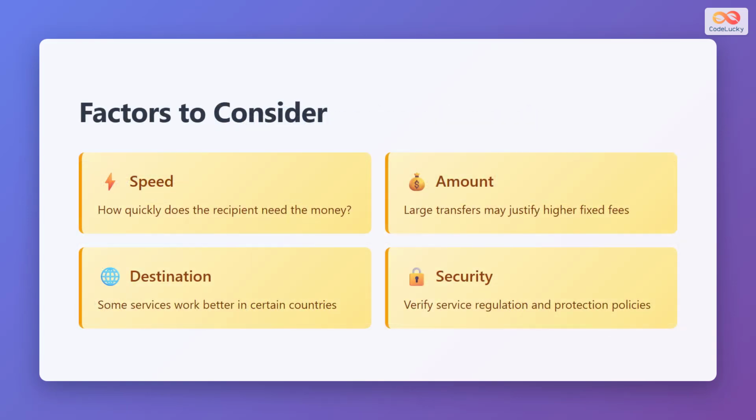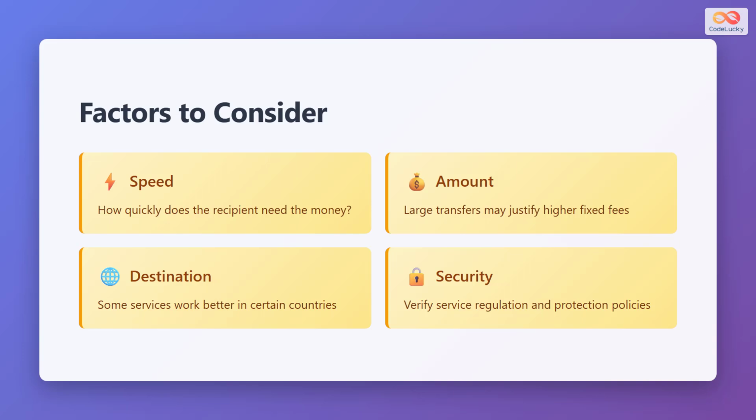Choosing the right transfer method requires evaluating several key factors beyond just cost. Speed is crucial if your recipient needs the money urgently. Some services offer instant or same-day transfers for premium fees, while others may take several days but cost less. The transfer amount matters because fixed fees become proportionally smaller on larger transfers. Sending $5,000 with a $45 fee represents less than 1%, whereas that same fee on a $500 transfer is 9%.